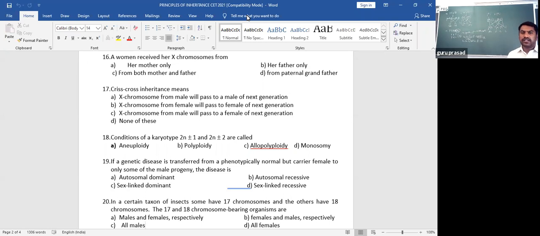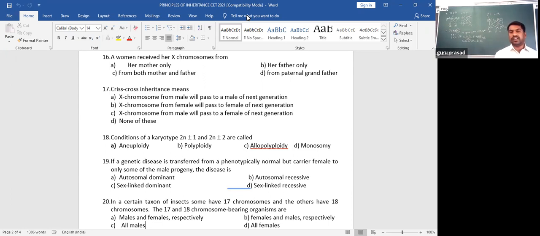A woman receives her X chromosome from? As you know, women are represented by XX, whereas males are XY. A female receives one X chromosome from the mother through the egg, and another X chromosome from the father through the sperm, that is X sperm. So a woman receives her X chromosome from her mother only is not possible, and from her father only is also not possible. It is from both mother and father. That is the answer.